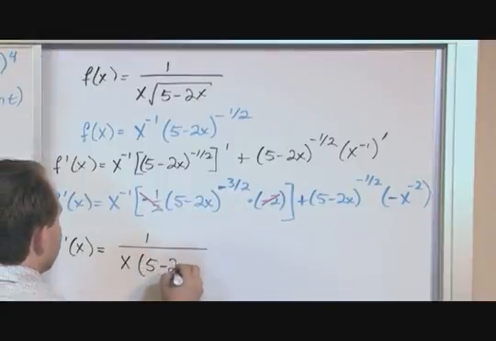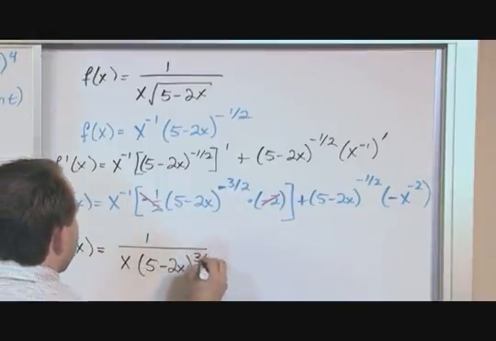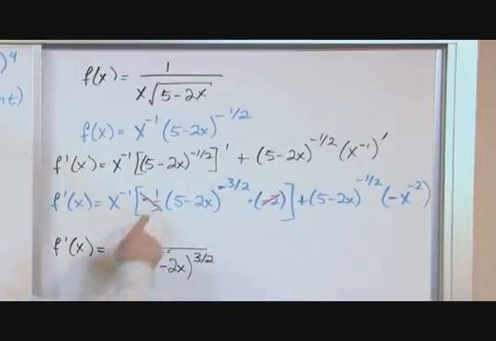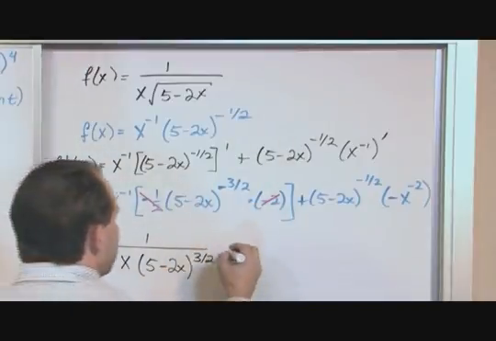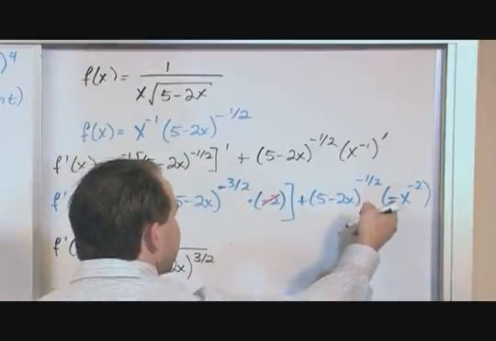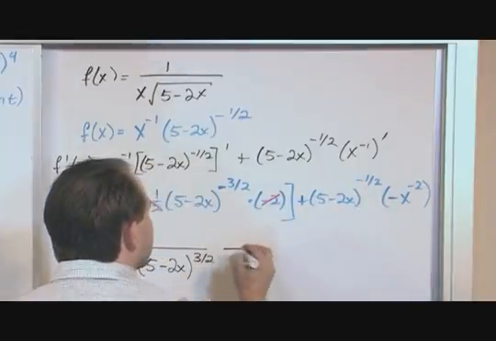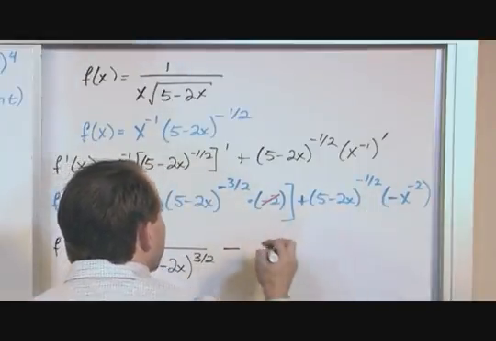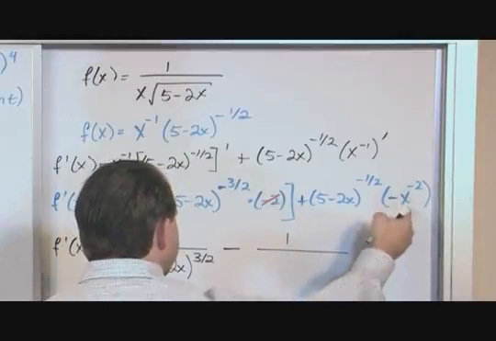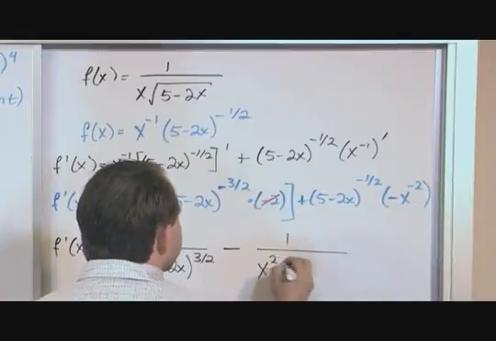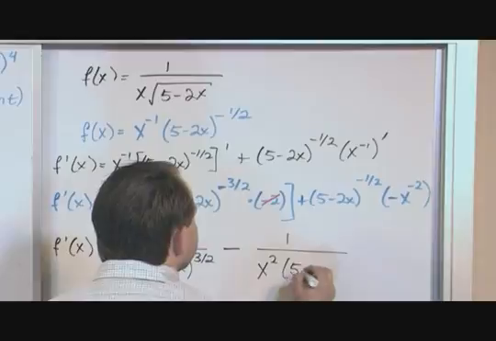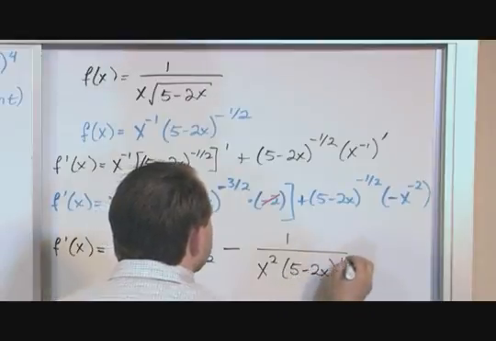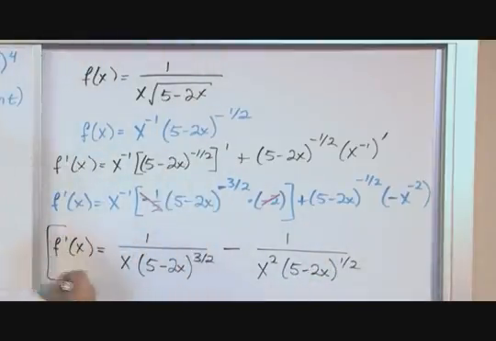5 minus 2x to the positive 3/2 because we moved it down to the bottom. This cancellation removes all of that. Over here on the second guy, we're going to have a negative from this, right? And then we're going to have 1 over, this x squared is going to come out in front, and then this 5 minus 2x to the positive 1/2. That is going to be the answer right there.